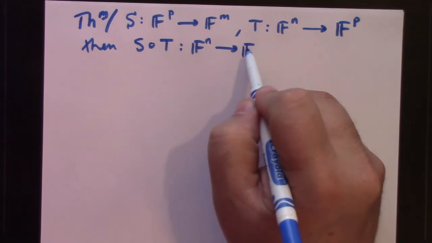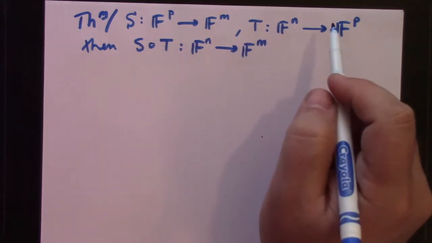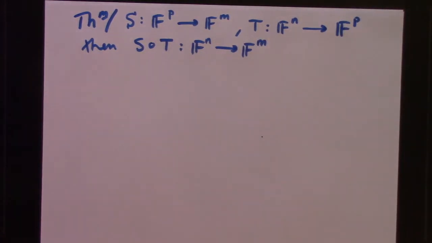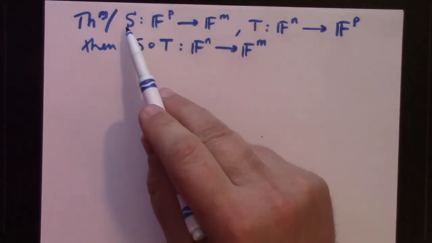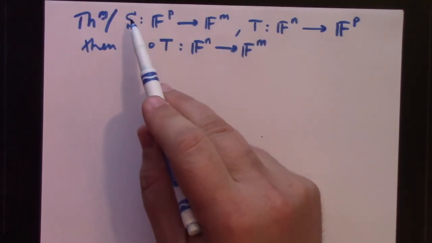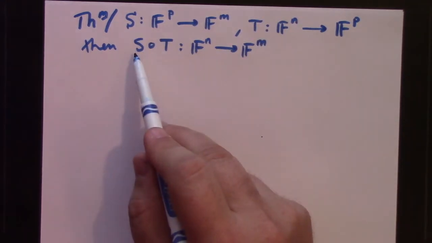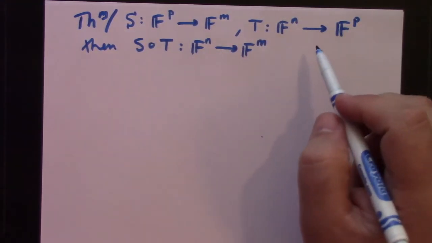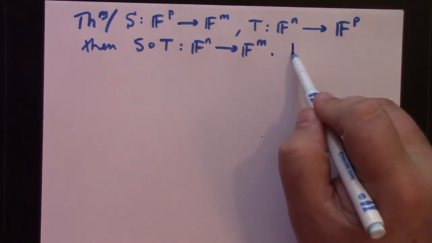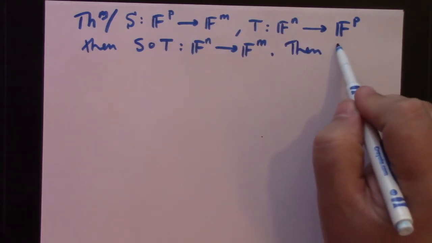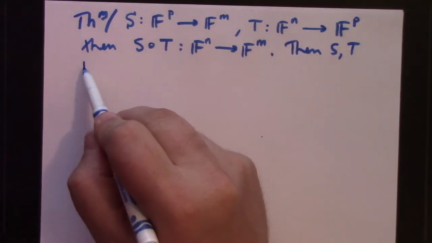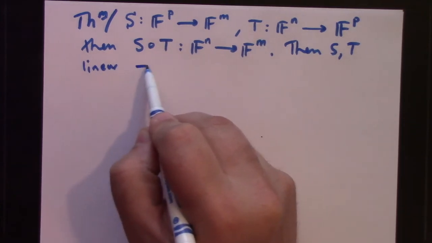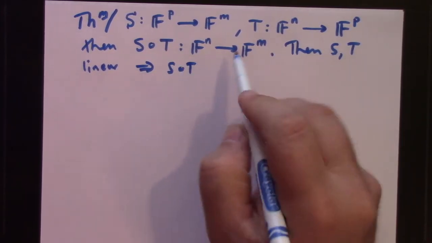So we proved last time in the abstract that the composition of linear maps is a linear map. So we already know that S composed with T is linear, assuming S and T are linear. It follows that this is linear, right? So here's the same: S and T linear imply S composed with T linear.